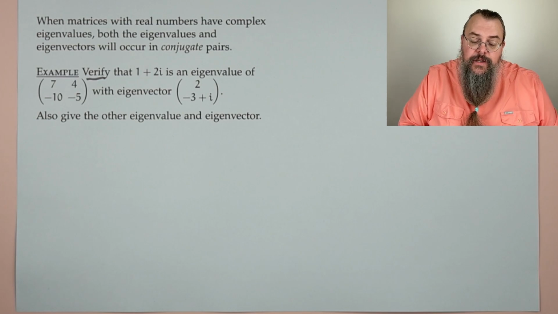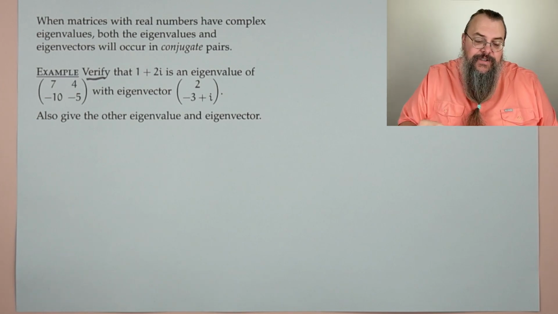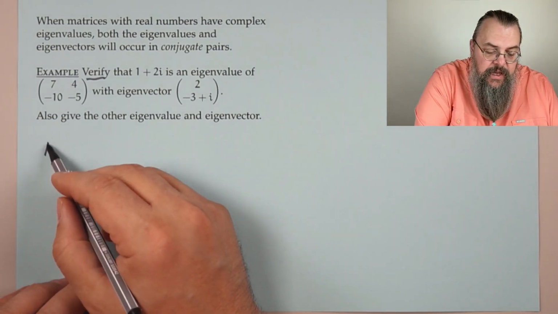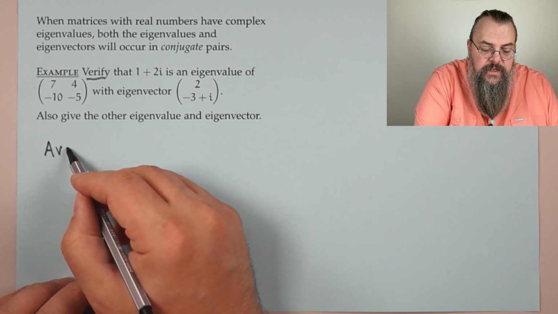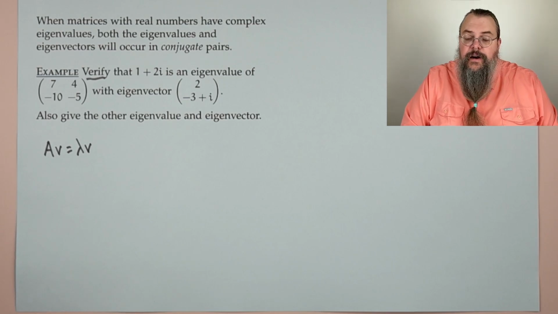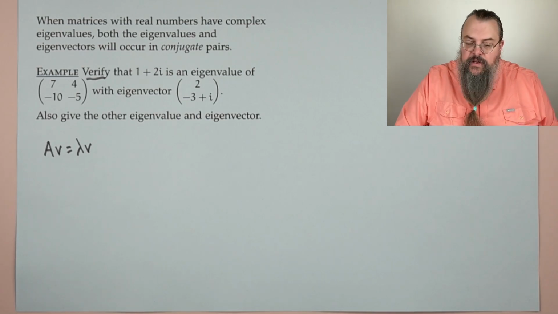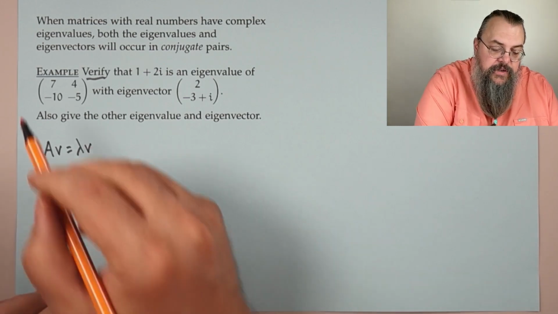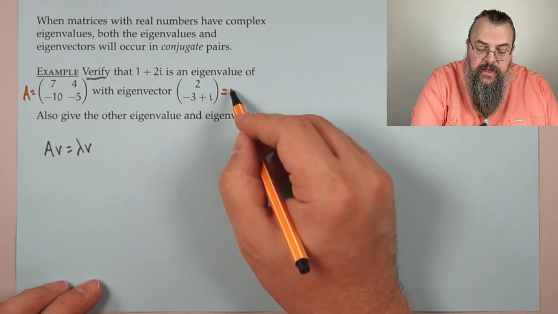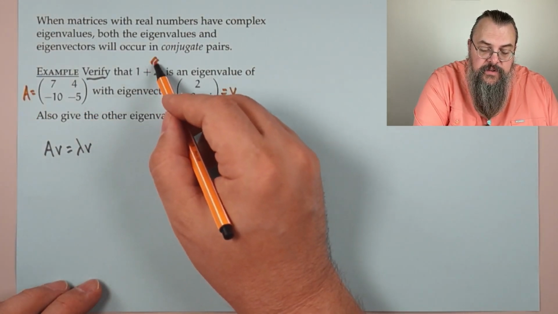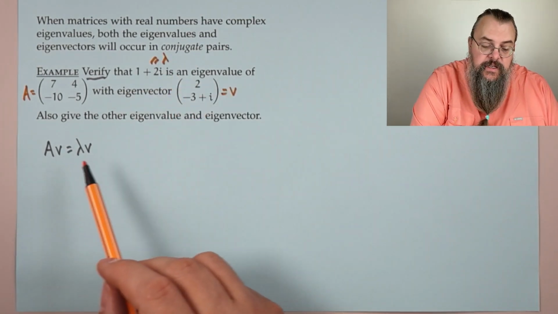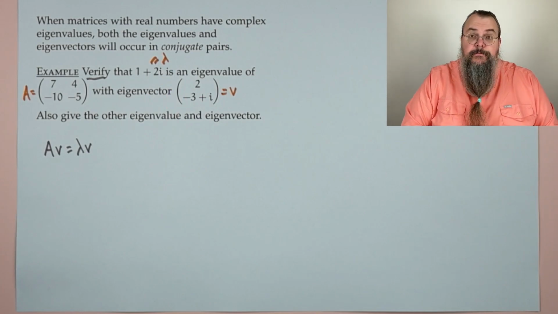So what is the test for eigenvalues and eigenvectors? Well, what does it mean to be an eigenvalue and eigenvector? It means that we should have A times v equal lambda times v. And now we say, where are our pieces in this case? Our matrix, that's our A. Our vector, that's our v. And this 1 plus 2i, that's our lambda. So we need to check, does A times v equal lambda times v? So let's check.